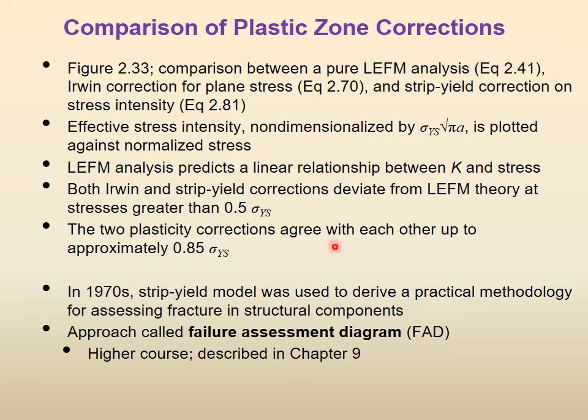The two plasticity corrections agree with each other up to approximately 0.85 yield strength. So just after half of yield strength, we need some correction. Before that, we don't need Irwin or strip yield, the LEFM is good enough. After half yield strength until 85% of yield strength, Irwin and strip yield are almost the same, and after that they deviate, right?